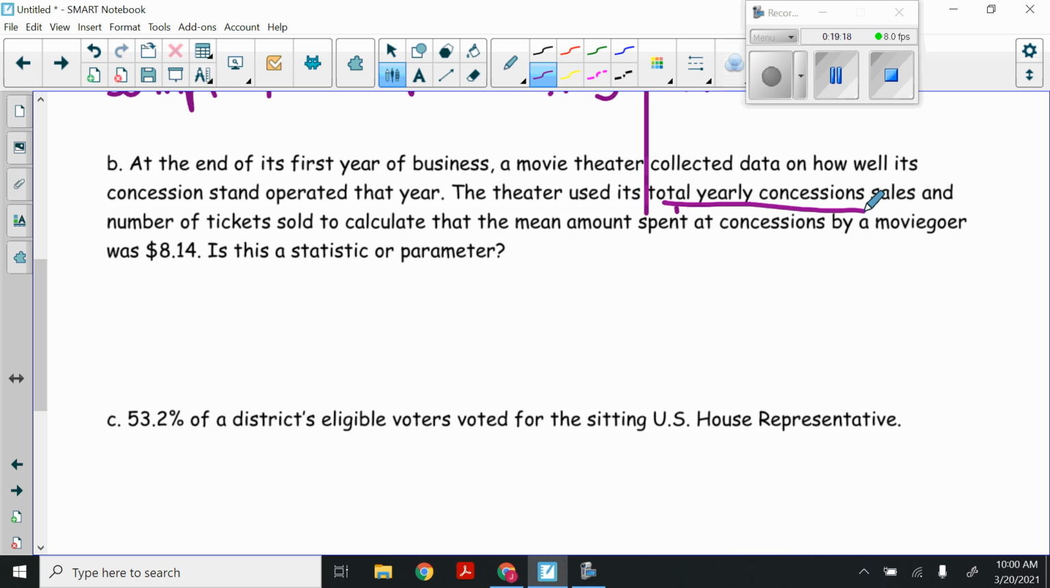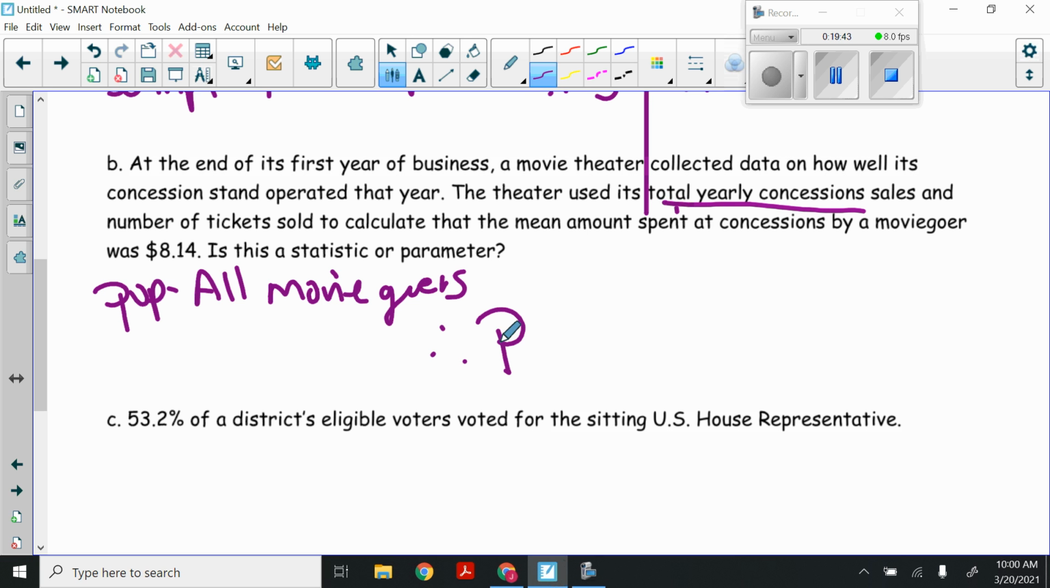They looked at the entire population, right? The population are all moviegoers. They used the total yearly concession sales and number of tickets sold. So they took into account all the moviegoers for that 1 year, the entire population. Therefore, this is a parameter because this talks about the entire population. So this is a parameter.